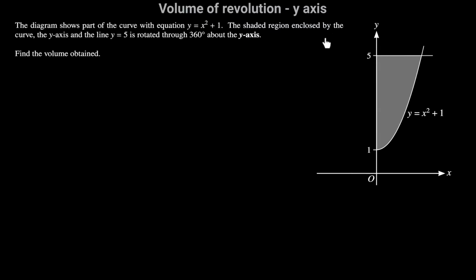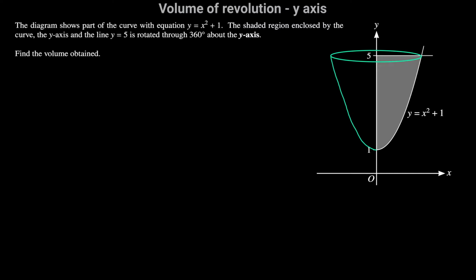The shaded region enclosed by the curve, the y-axis, and the line y is equal to 5 is rotated through 360 degrees about the y-axis. Find the volume obtained. So when we rotate this shaded region 360 degrees about the y-axis, we get the following shape. And what we want to do is find the volume of this shape over here. Now we want to find the exact volume of this shape.